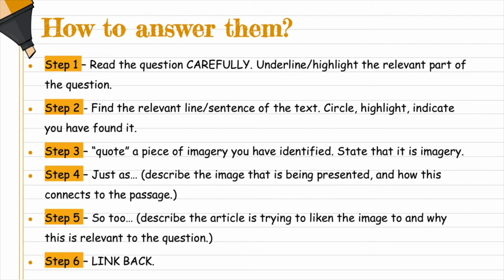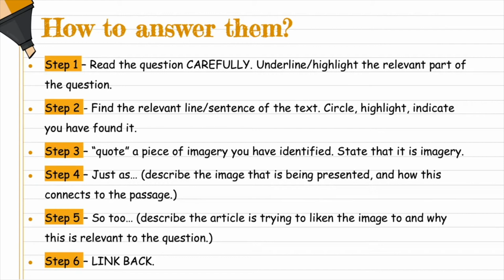Next, you're going to find the relevant line or the relevant part of the passage in the text. You want to circle, highlight, indicate to yourself that you've found this. This means that you are not straying away from that line and losing your marks. Step 3 to 6 is what your answer should look like on the paper. So step 3. First, you're going to quote a piece of imagery that you've identified. State that is imagery.